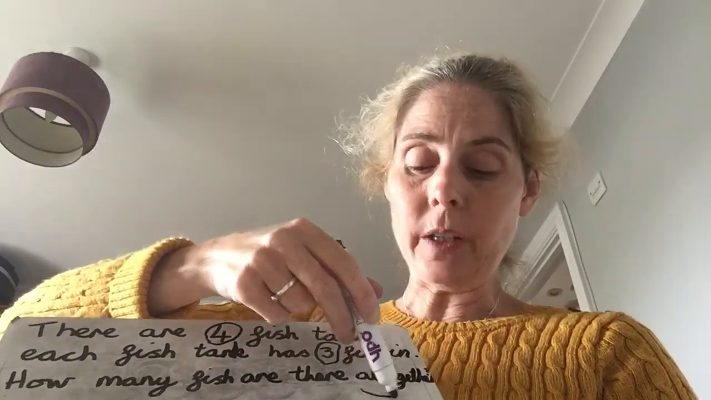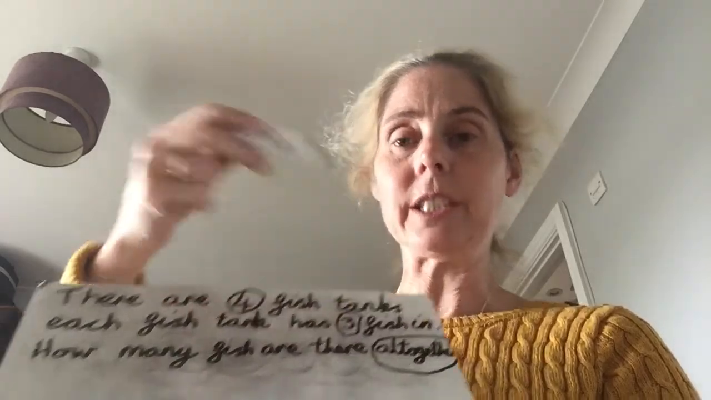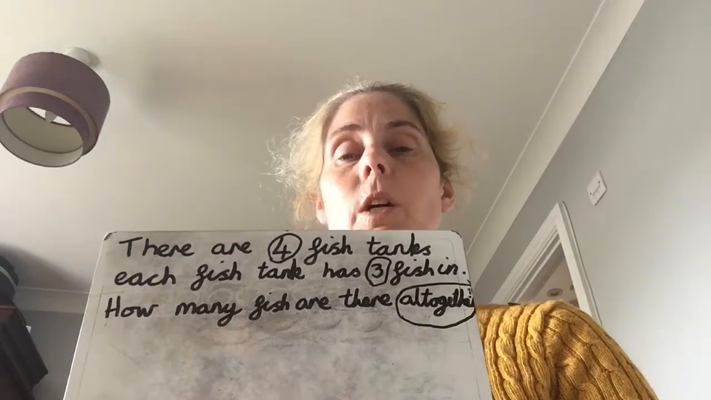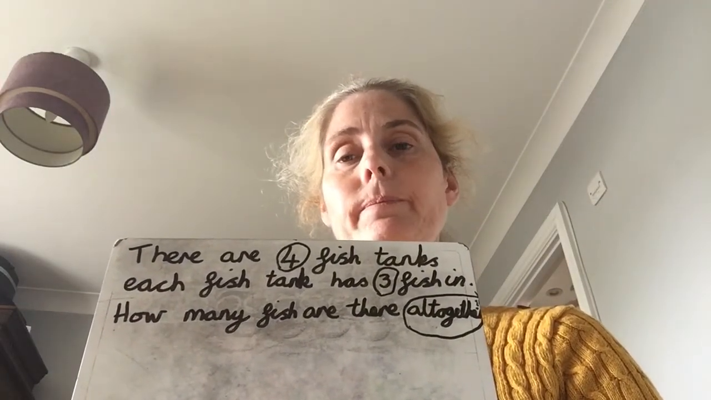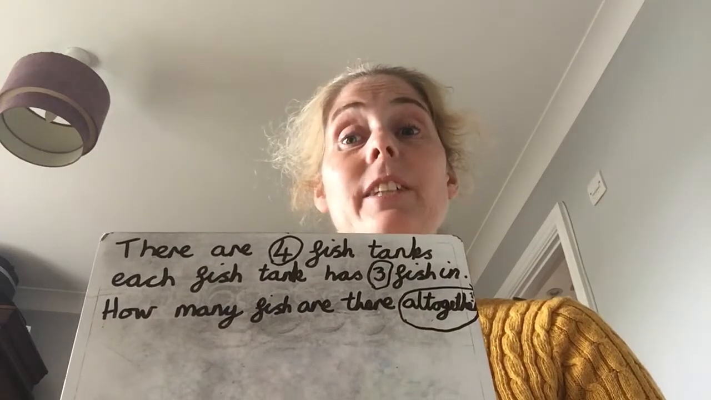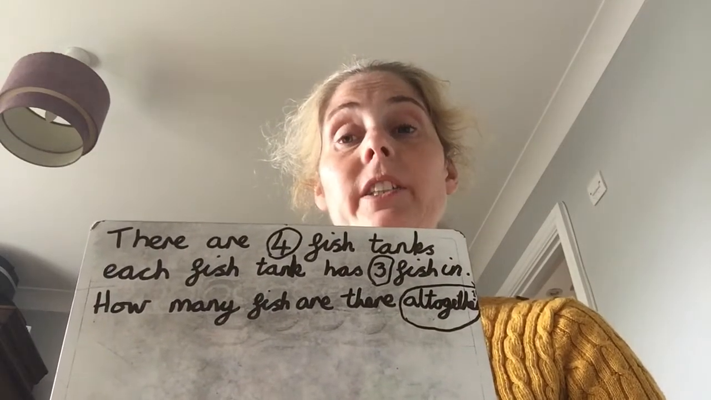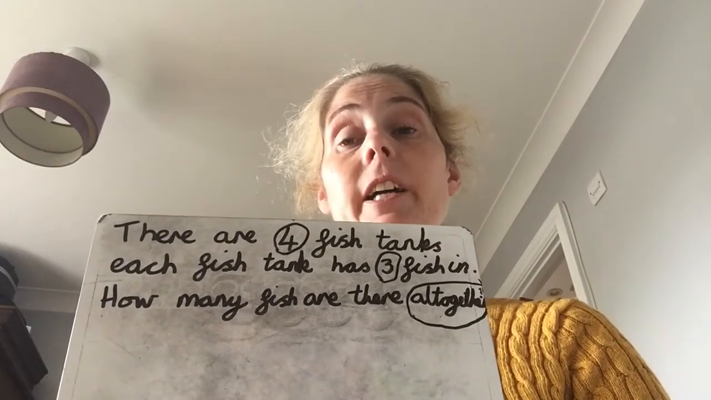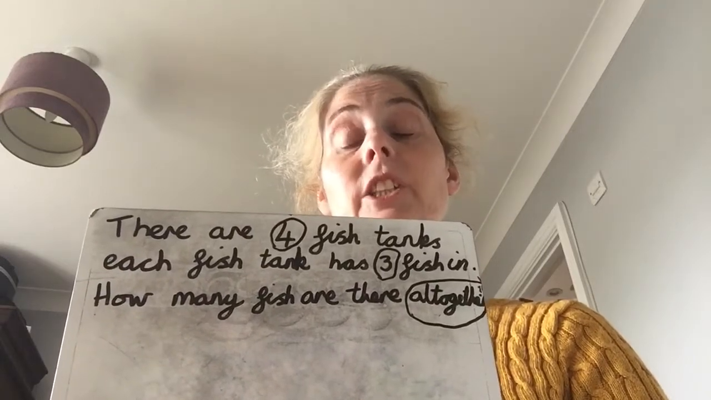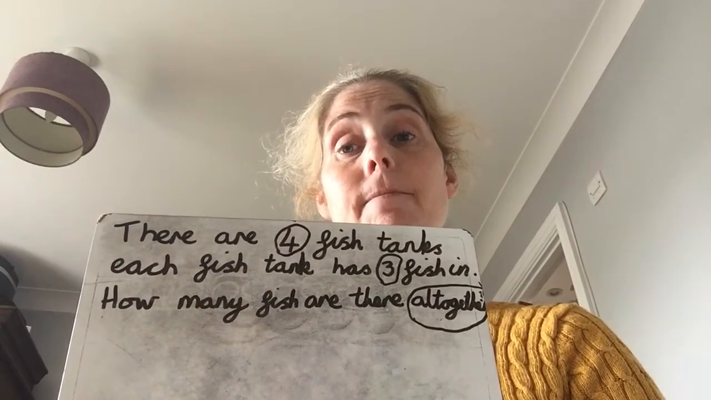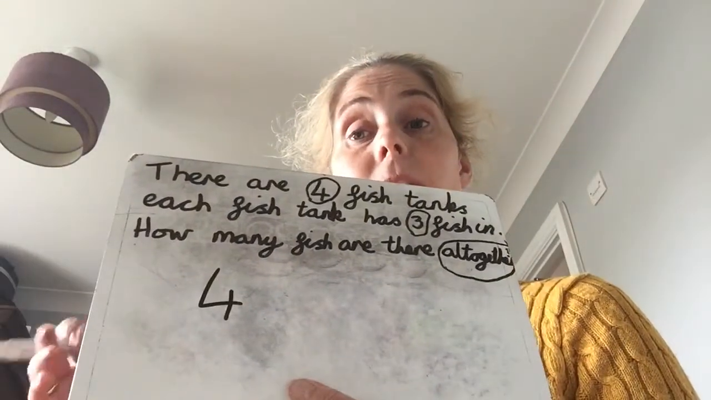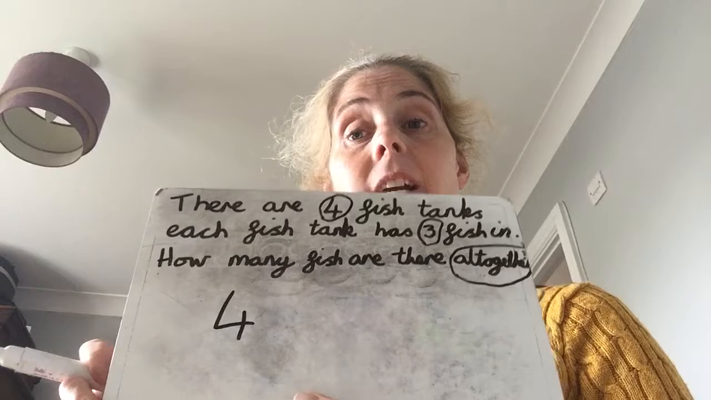Now, I'm also going to circle this last word. Does anybody know why? Why do you think I've circled that last word, altogether? Good. It's a really, really big clue, that word. If you see the word altogether, you know straight away that it's going to either be an addition or a multiplication calculation. Okay? Now, we know, if we look at it again, that there are 4 fish tanks. So I'm going to write that number down. There's 4 fish tanks. Okay?